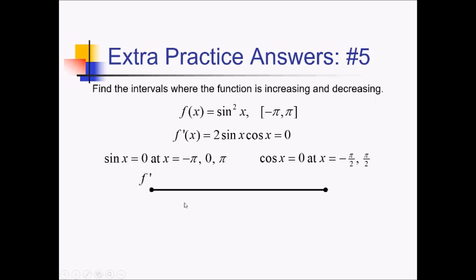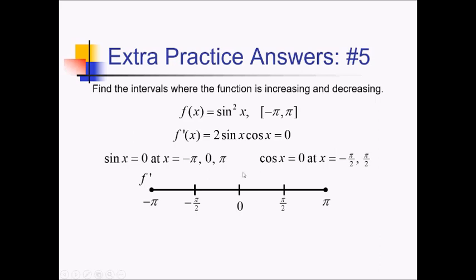Here's my f prime number line. And because I have endpoints here, I'm going to include those on the number line. So negative and positive pi, just so I know not to test anything to the left or the right of those numbers. Now in between, we've got a couple critical values. The first one is this -pi/2, followed by 0, and then pi/2. All the other critical values also happen to be endpoints, so we don't really worry about them. Let's test something on each of these intervals now.